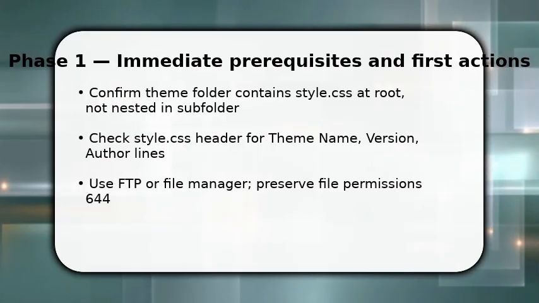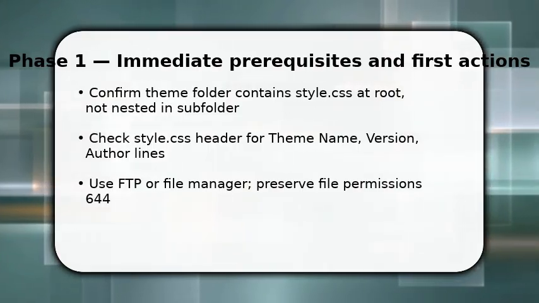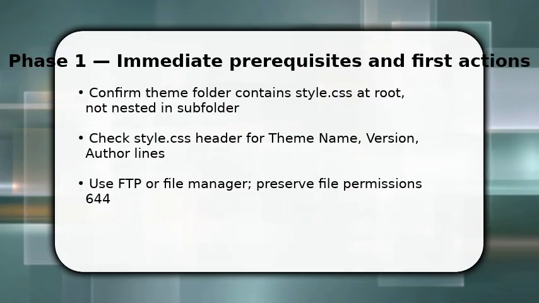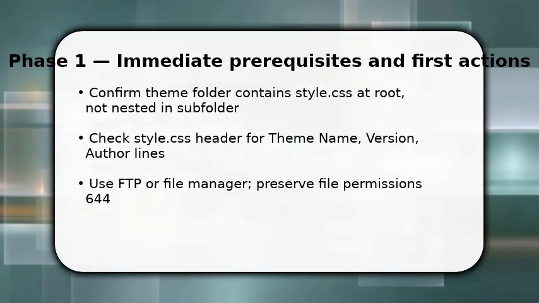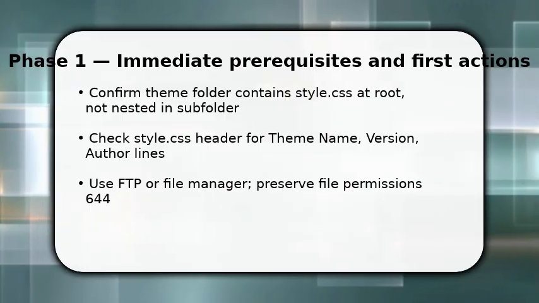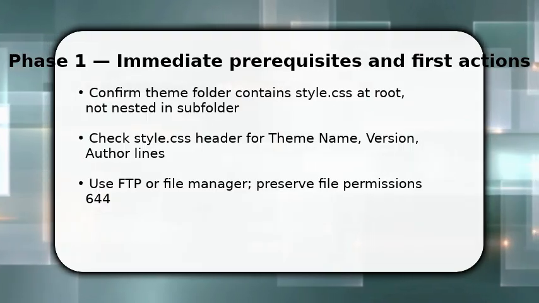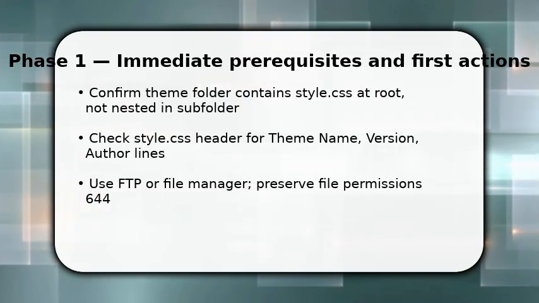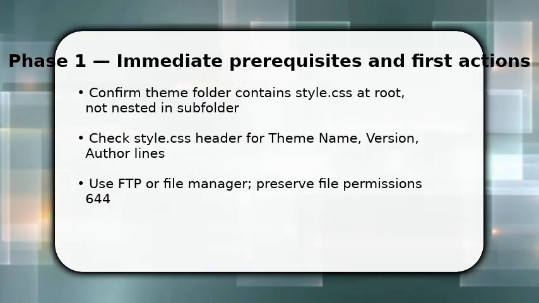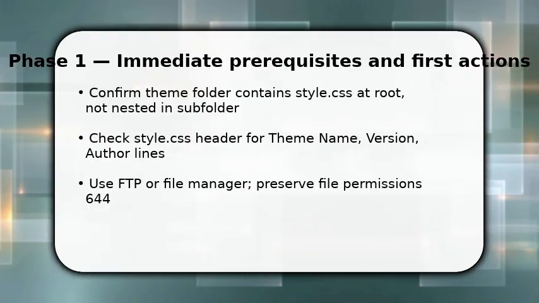You start by verifying the theme package itself. Open your theme folder with FTP or File Manager and look for style.css at the theme root, not inside another subfolder. Once found, inspect the top of file header. Theme name, version, author must be present so WordPress recognizes it. Make sure file permissions are 644 and ownership matches WordPress user. Otherwise, the system may not read the file.